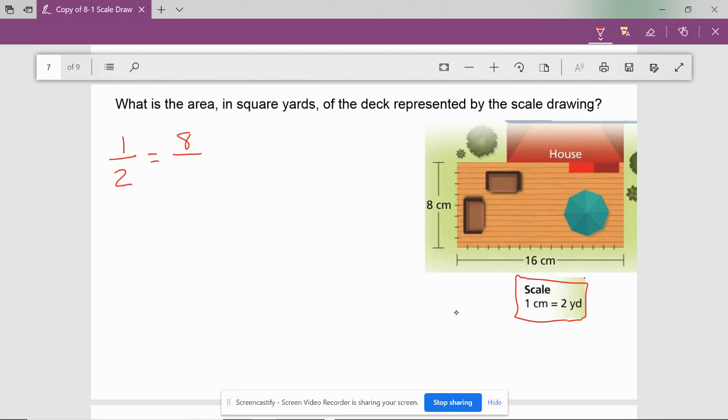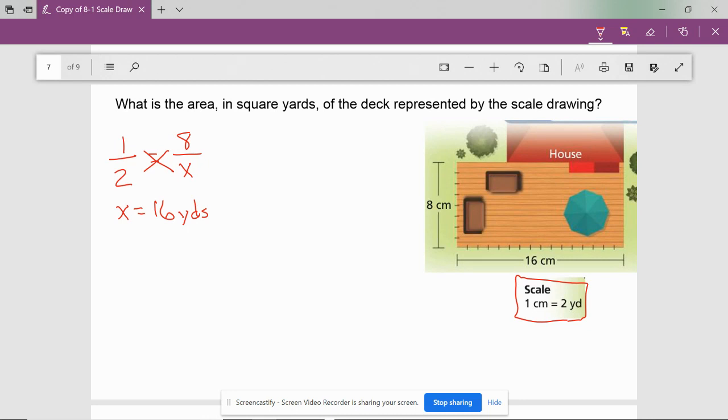So that's going to be whatever variable you want it to be, but that's what we're looking for. So we cross multiply, so we get x equals 16 yards. Okay, so the one length of our deck is 16 yards. Now let's look at the other one.